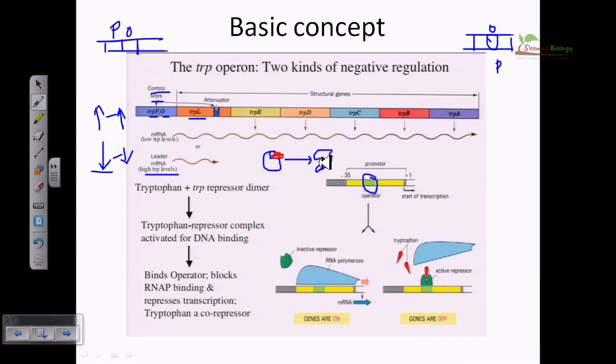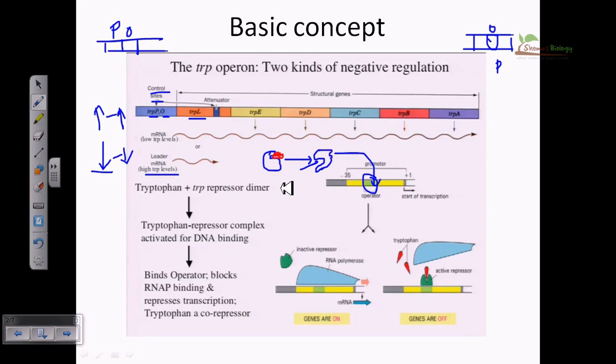Now it has the site for binding with the operator. Now it can come and bind with this operator. It will come and bind with the operator, and then it will block the synthesis, block the transcription of the downstream genes that are TRPE, D, C, B, A and all these genes. Okay, so this is the basic part.